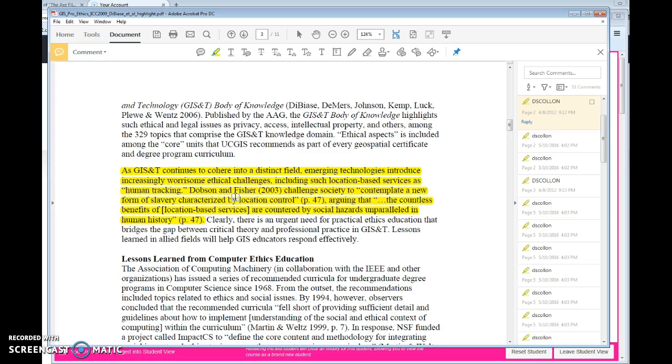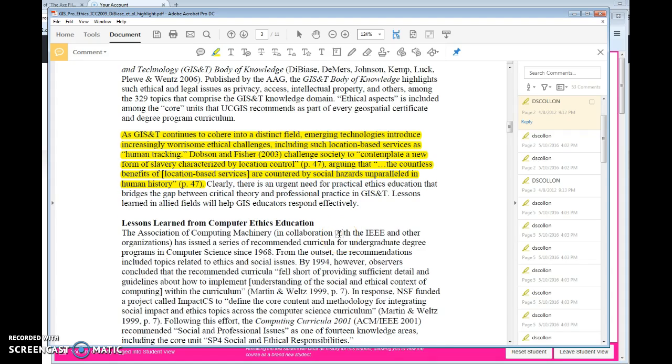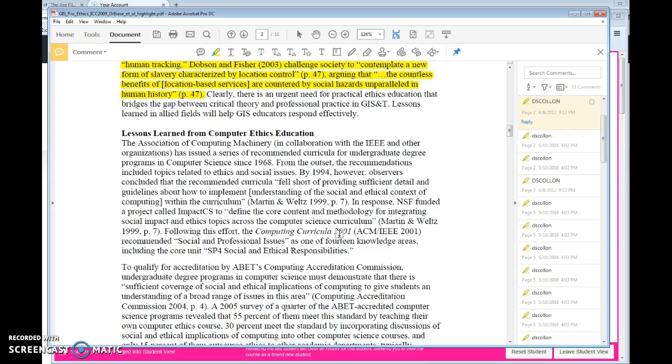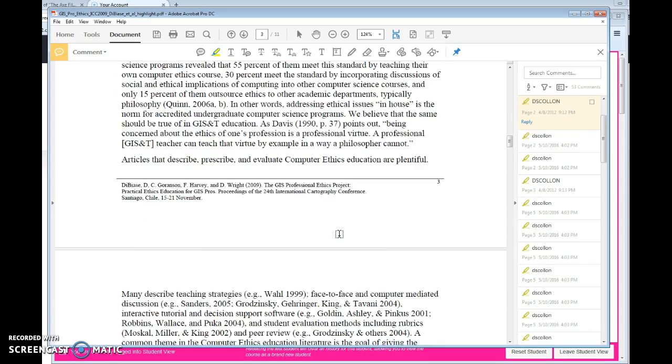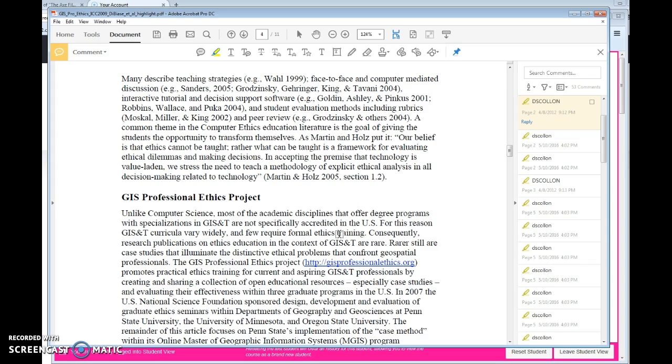And so as GIS&T continues to cohere as a distinct field, emerging technologies introduce increasingly worrisome ethical concerns, including location-based services such as human trafficking, something that we've talked about in here. Dobson and Fisher challenge society to contemplate a new form of slavery characterized by the control of location, arguing that countless benefits of location-based services are countered by the social hazards unparalleled in human history. Again, this idea of geo-slavery, right? That by tracking us, we're essentially shackled by our digital devices, as it were.